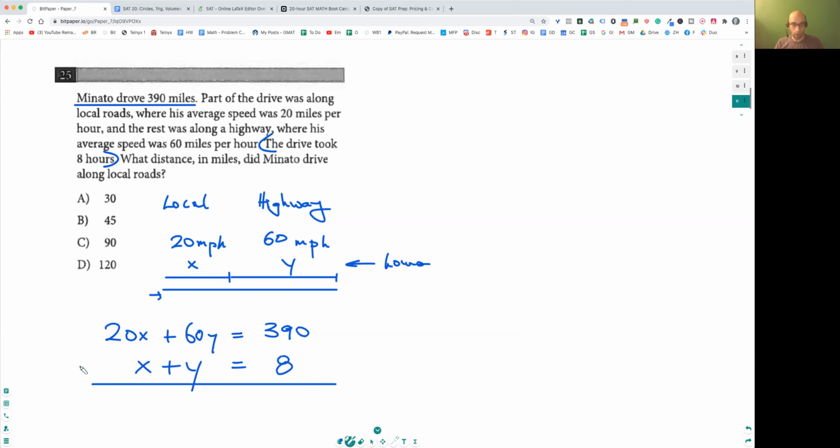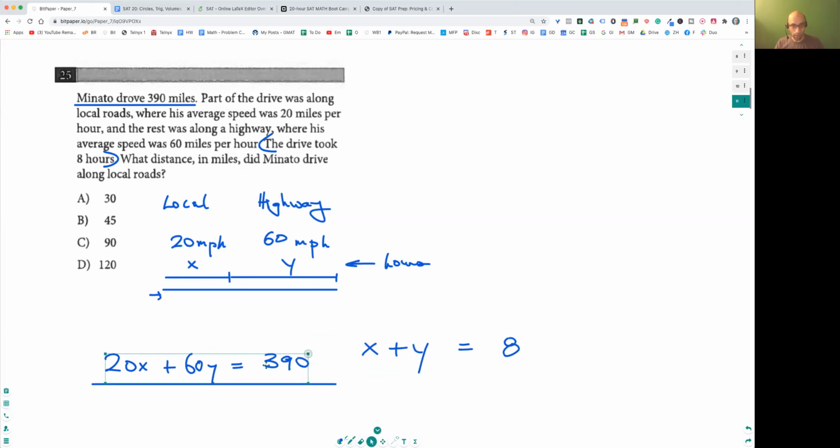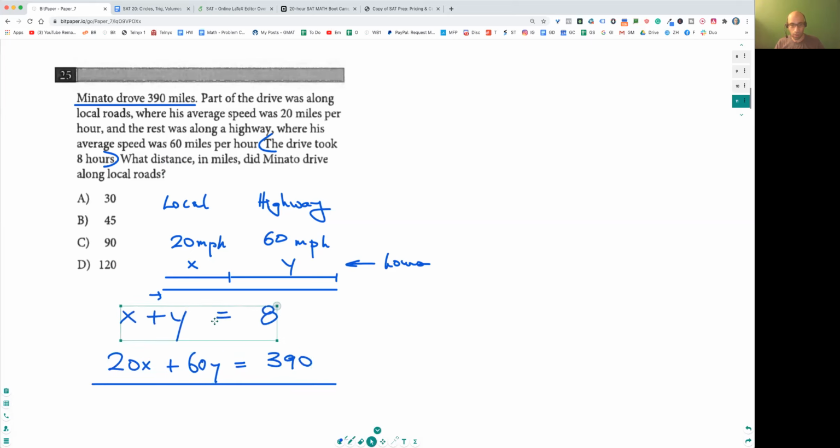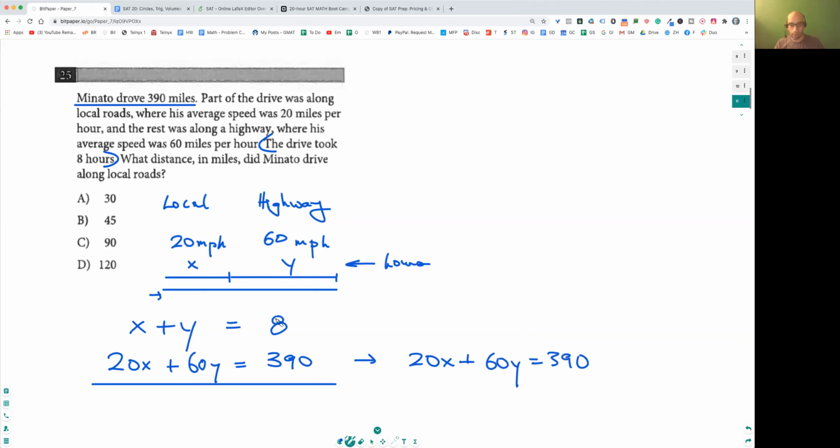One way you can solve it is, let me move this up over here. I'm going to leave 20x plus 60y is equal to 390, and over here I'm going to multiply by 60. So I put 60x plus 60y. I'm multiplying everything, so 8 times 60 is 480.